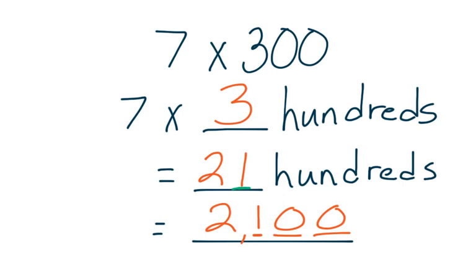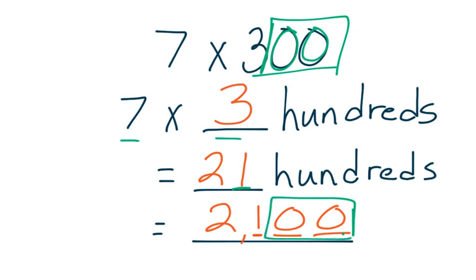Now, one thing I want you to notice about this is our zeros. So we have 2 zeros here in 300, and we basically took them away. We took them out of the equation when we multiplied 7 times 3. Then we got our product of 21, and we added those 2 zeros back in. That's a nice trick that we can use when we're multiplying times tens, hundreds, and thousands.